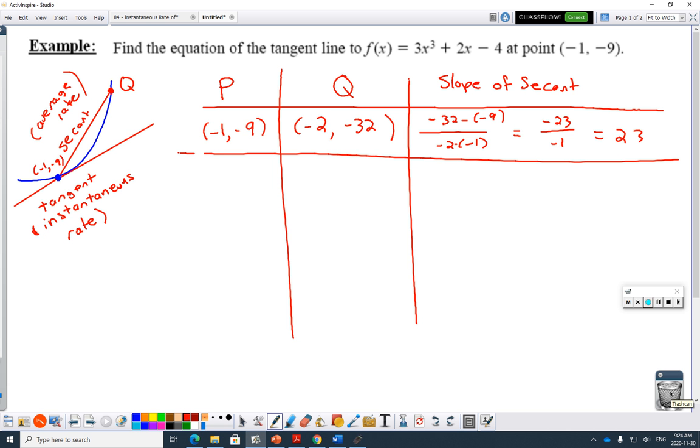Now, because it was pretty far away, it might not be a very good estimate. But you won't know until you do a second one. You always have to do at least a second one. Even if you're doing a fast version of this method, you've got to do a second one to make sure that this is good. So I'm going to get closer. My initial point is still negative 1, negative 9. But my closer point is, I'm going to get really close here, negative 1.1.